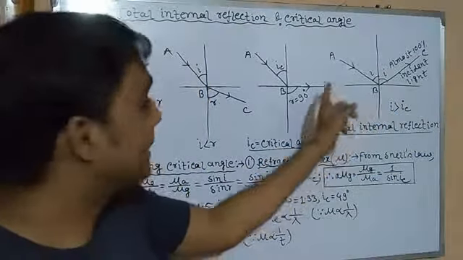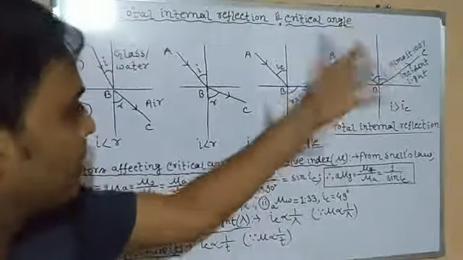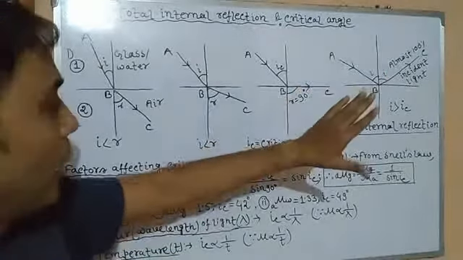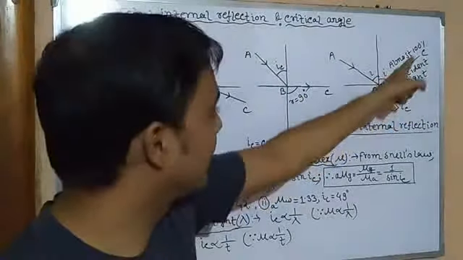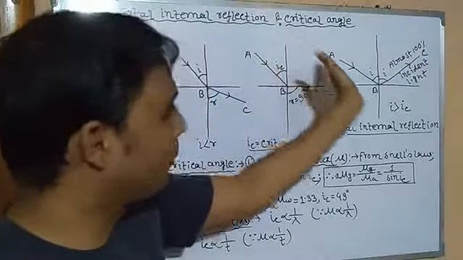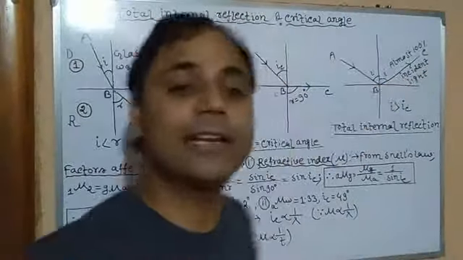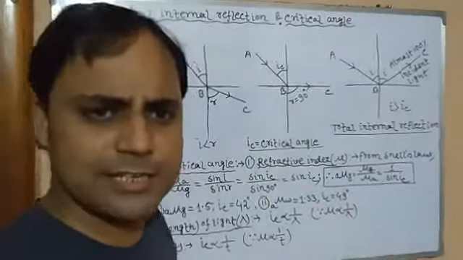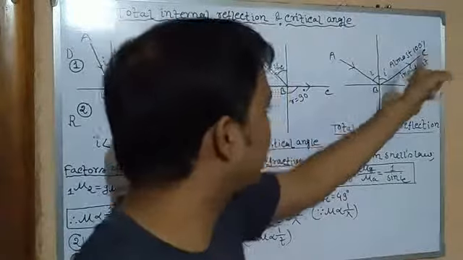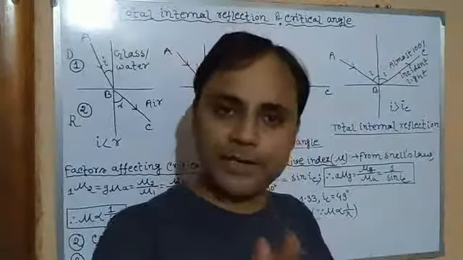If the angle of incidence in the denser medium is greater than the critical angle, then there is no longer any refracted ray. It is totally bounced back, returning to the first medium. Whatever amount of light is incident on the surface in the first medium, we get it as reflected light. The phenomenon of refraction totally vanishes. The total incident light is bounced back into the first medium as reflected light.